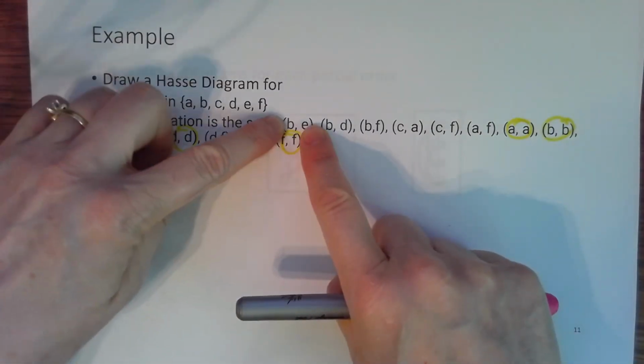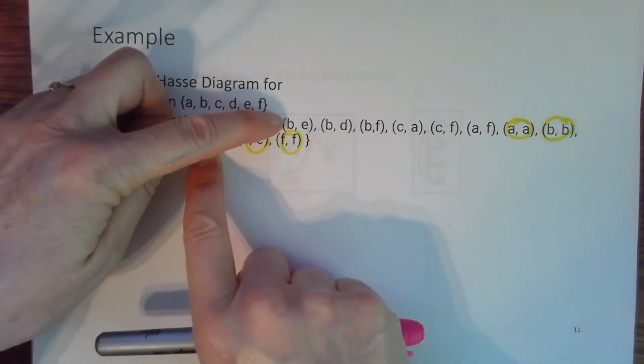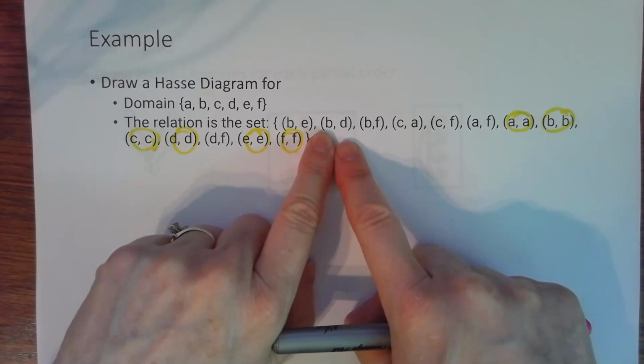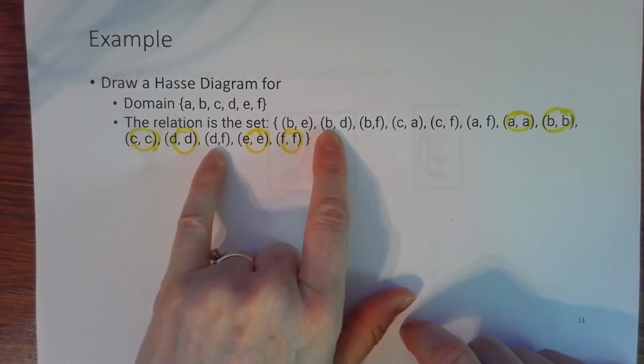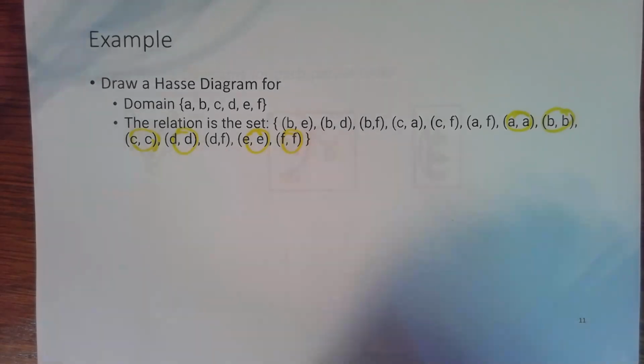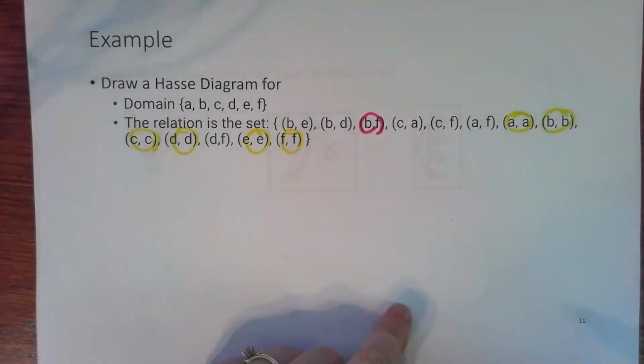So B to E, is there E to something else? No. Okay, B to D, is there D to something else? Yes, D to F. So we have B to D, D to F, and so because it's transitive, we should have a B to F in there. We do. So this is a transitive edge. That's not going to have to show up in our Hasse diagram.